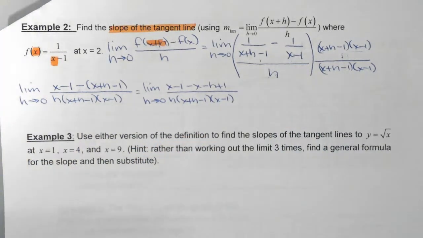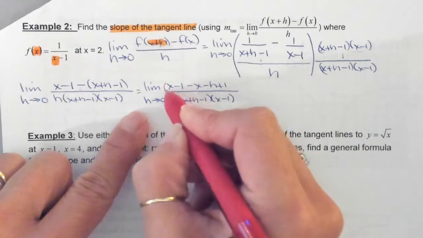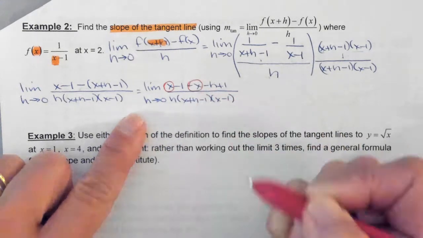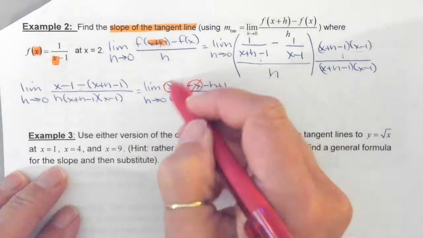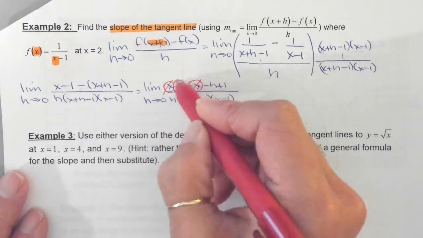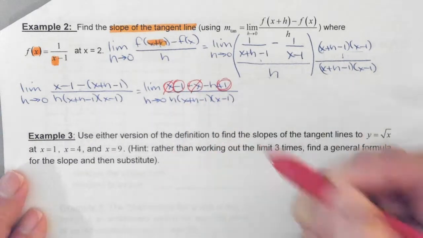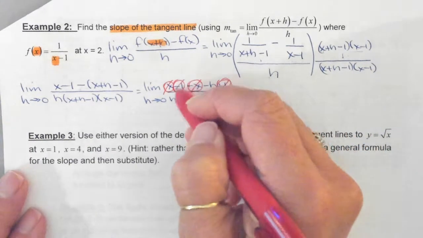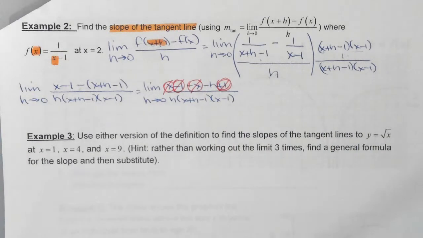Okay. The top looks super messy, but really this problem is designed so that things start to go away, so that I can get rid of that h in the denominator. So let's look here. I have a positive x and a negative x. What's going to happen? They're gone. They become 0. I've got a negative 1 and a positive 1. They go. So what's left in the numerator?